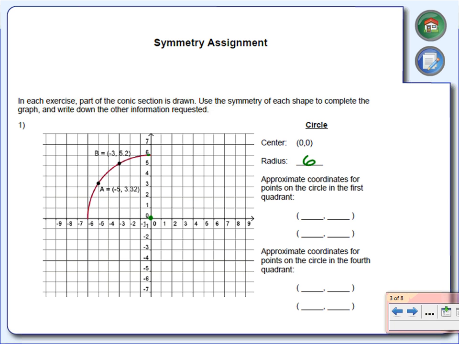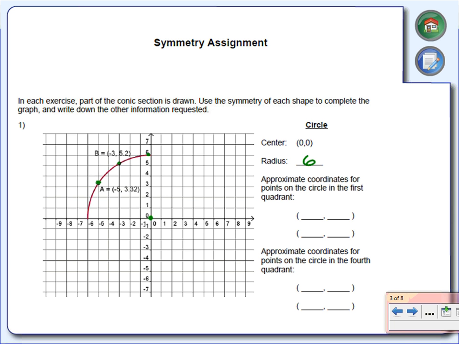Now, it really doesn't matter. I'm using this point right here, but I could have also used this point here. The distance from here to here is also going to be 6. The distance from here to the center is also going to be 6. It really doesn't matter. It just makes it a little easier to see visually from here to this point up here. Okay, but there are several others.